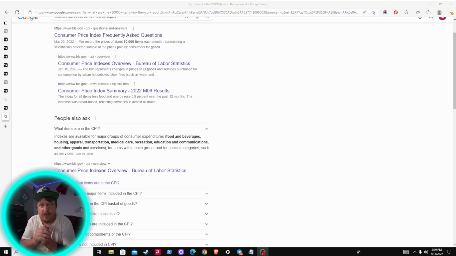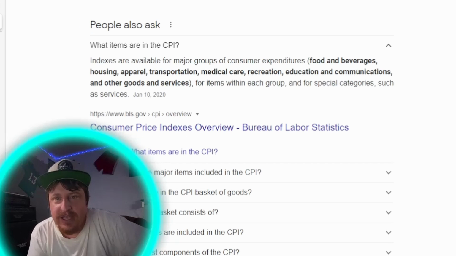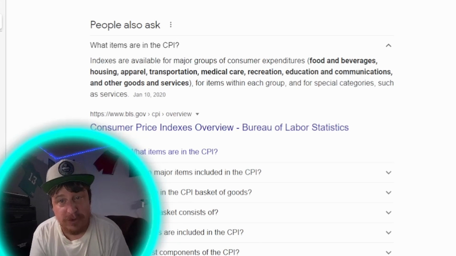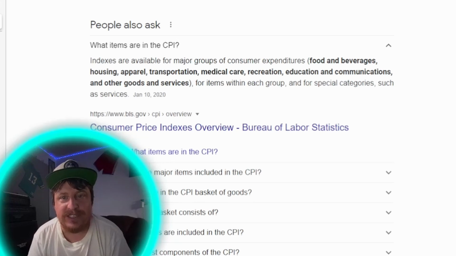and so on, right? Okay, now I'm just going to quickly read some of the items that they use in that 80,000 items to calculate the CPI. Indexes are available for major groups of consumer expenditures: food and beverages, housing, apparel, transportation, medical care, recreation, education and communications, and other goods and services. And it also states for items within each group and for special categories such as services.